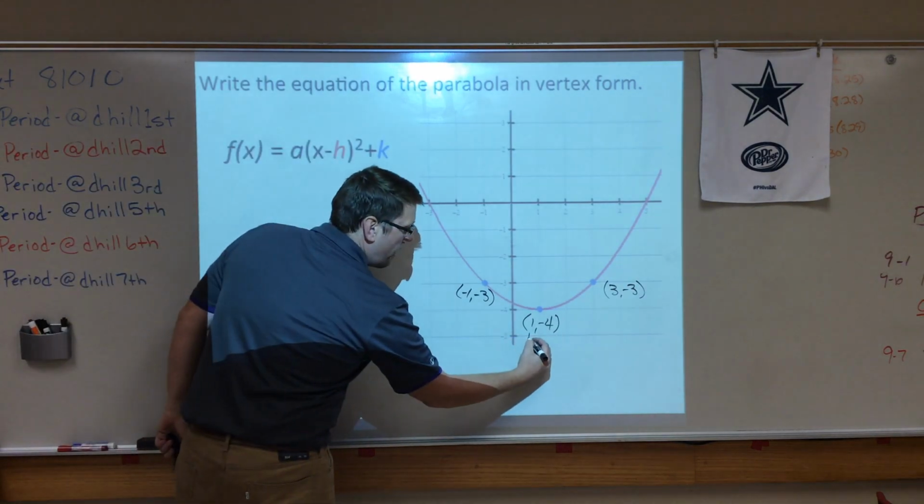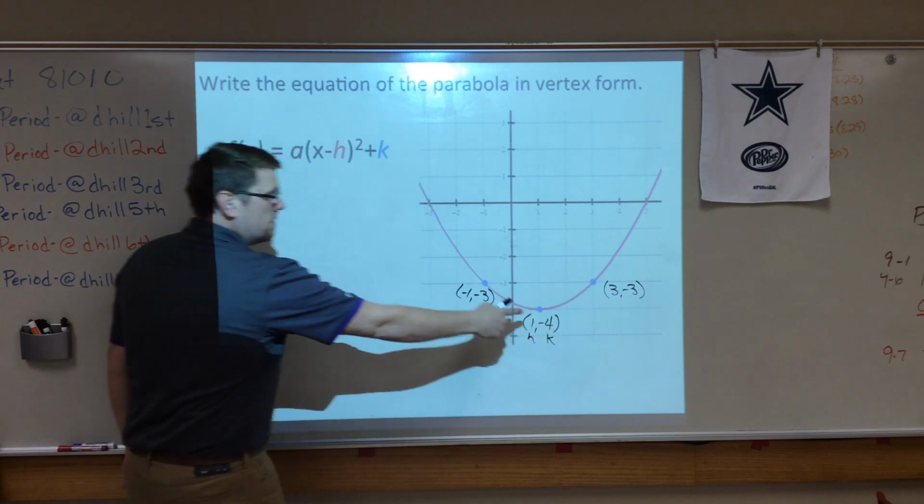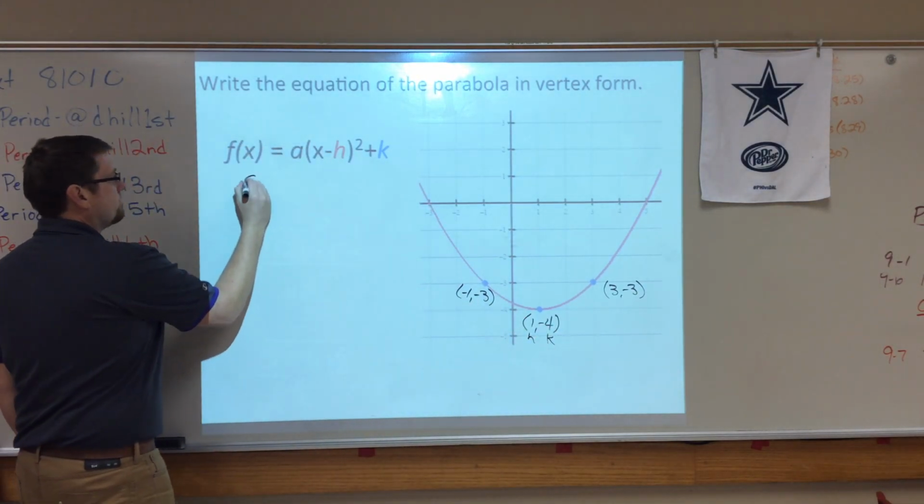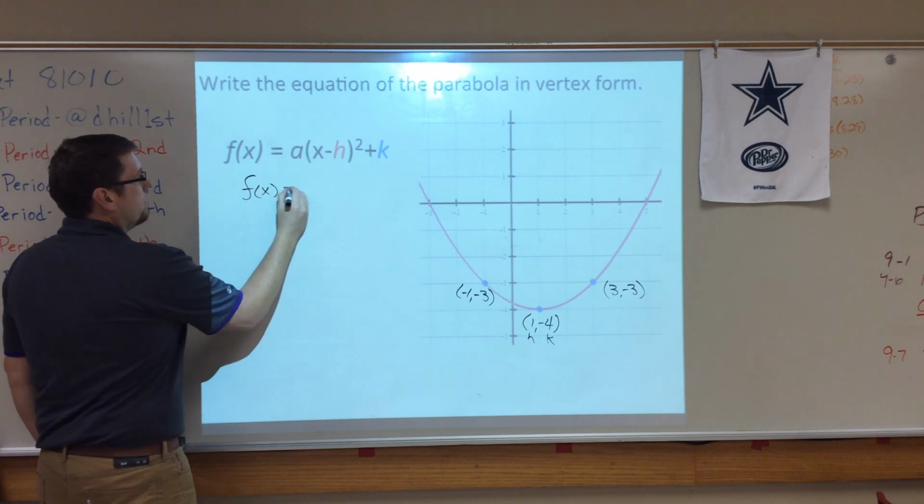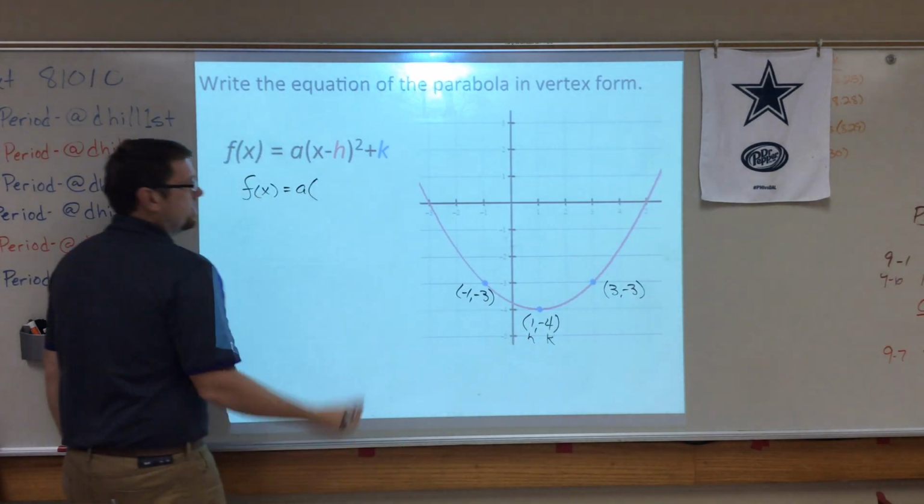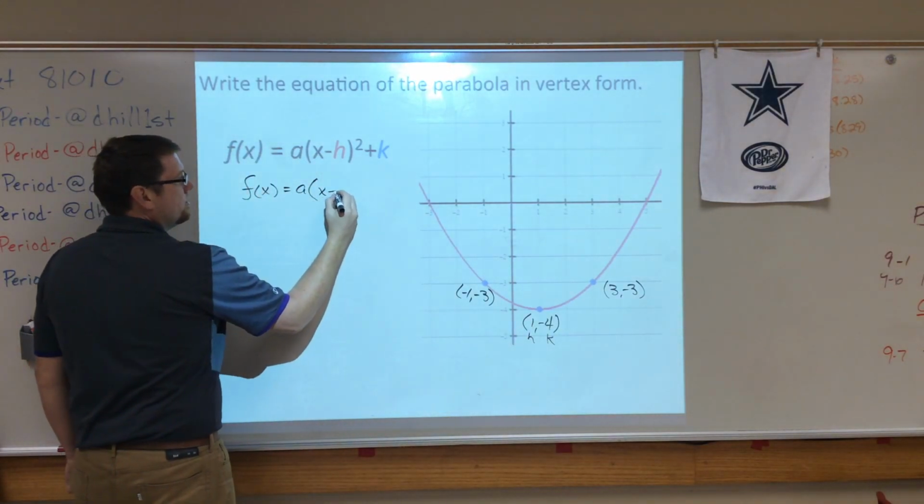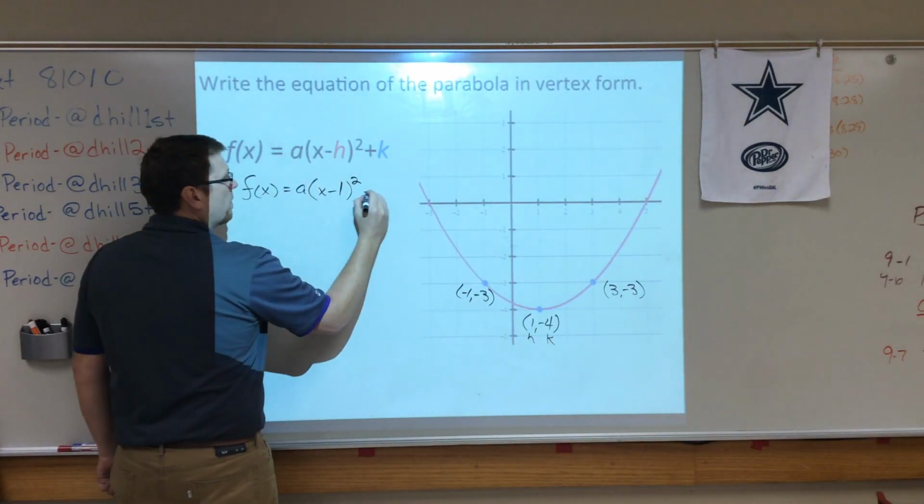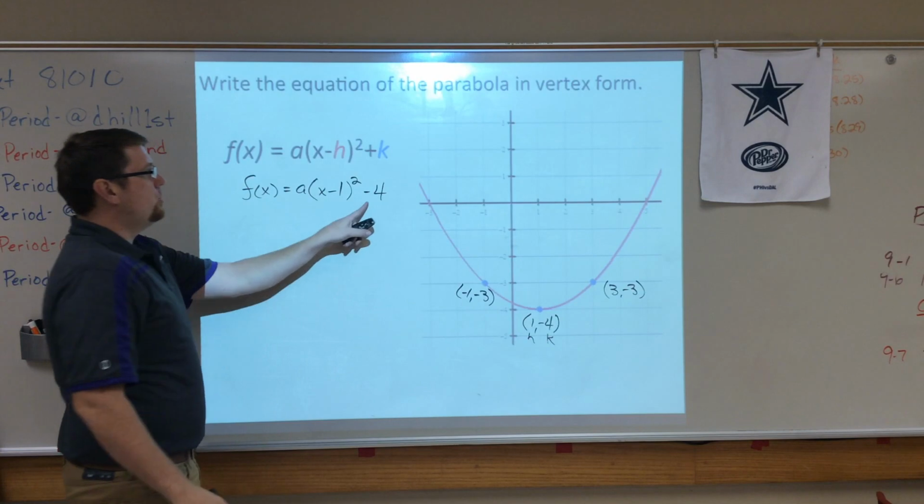Remember, (h, k). First step is to plug that vertex into my formula. All right, my h value is positive. That means when it comes into the parentheses, it's going to look negative. And then my k value is -4. No need to change that sign.